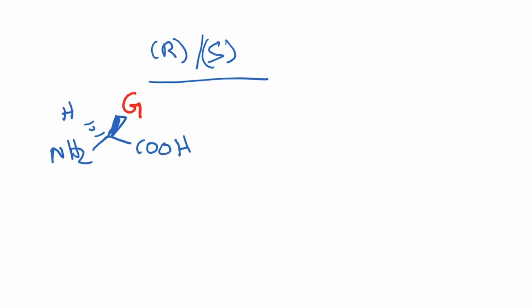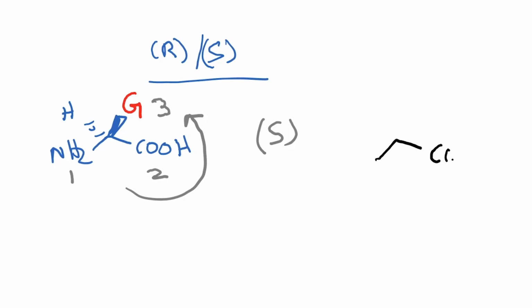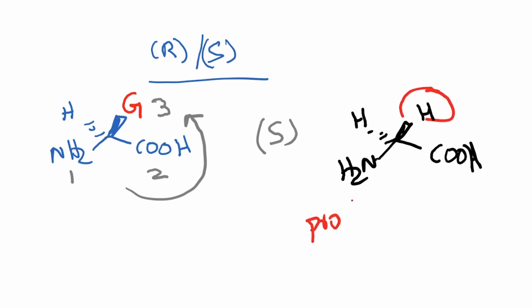So let me start doing the nomenclature. The nitrogen center gets 1, carboxylic acid gets 2, and let's assume that this G has a lower priority than NH2 or COOH. For example, if G is deuterium, then it's going to be priority number 3. Now if I look at the rotation, this is going to be anti-clockwise, so this is going to be called S. Therefore this original hydrogen that was drawn here is actually pro-S, because if I replace that hydrogen with deuterium or another group, it's going to form an S isomer.